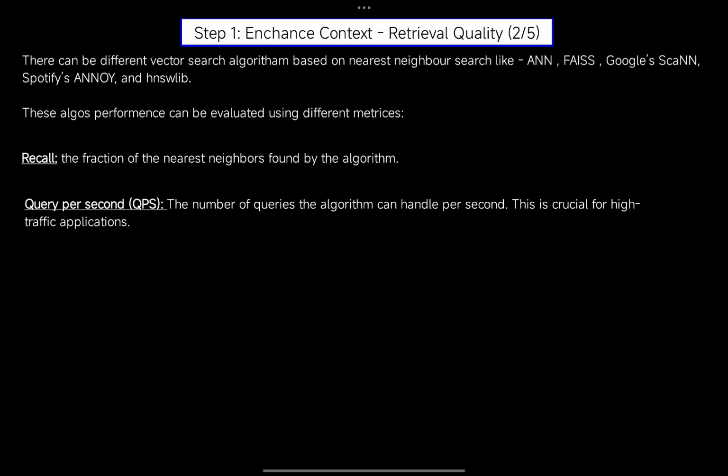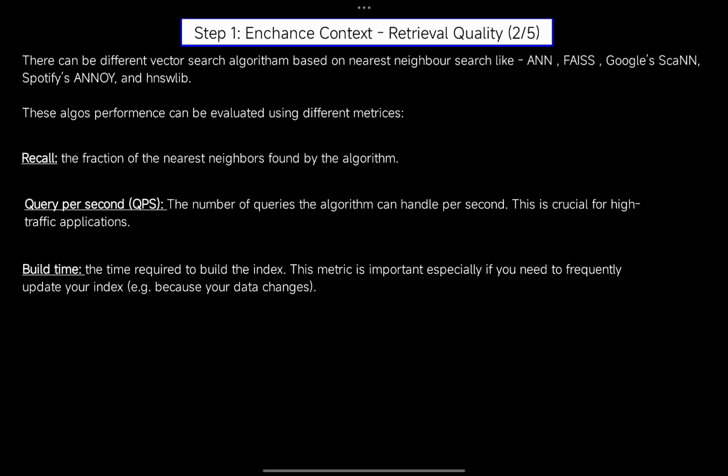That is the number of queries the algorithm can handle per second. This is very crucial when we are building high traffic applications where a lot of questions or a lot of prompts are coming into the system. So queries per second becomes a crucial metric when you are designing your generative AI application, right? Then we have the build time. This build time is crucial when you have very frequent updates to the vector database, or where you are storing the embeddings of the documents, right? This will tell you the time required to build the index, right? This metric is very important if you are frequently updating your index or the vector DB.